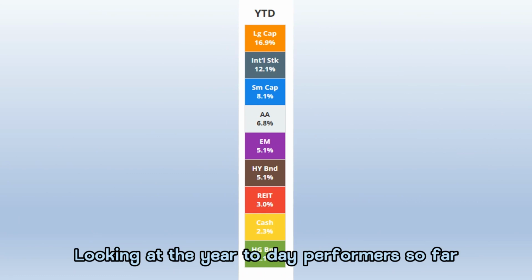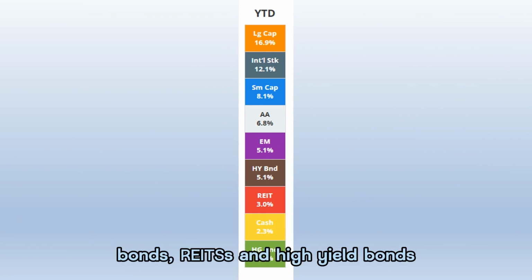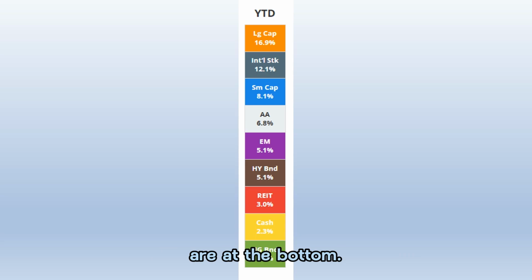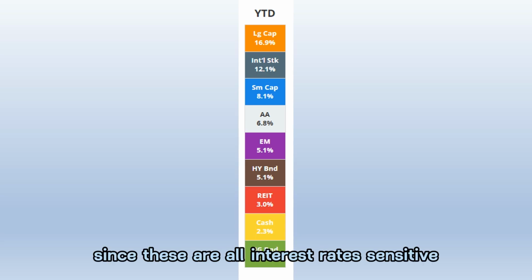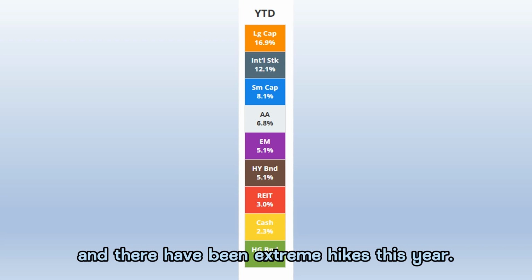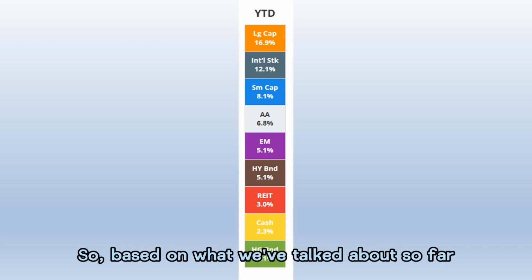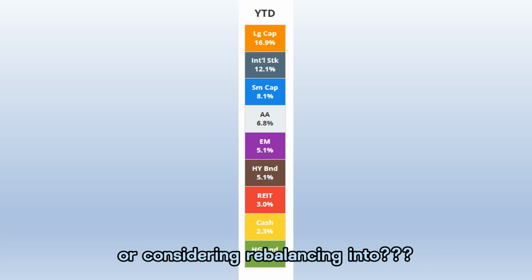Looking at the year-to-date performers so far, bonds, REITs, and high-yield bonds are at the bottom. This makes the most sense since these are all interest rate sensitive and there have been extreme hikes this year. So based on what we've talked about so far, guess what I would be adding new money to or considering rebalancing into?